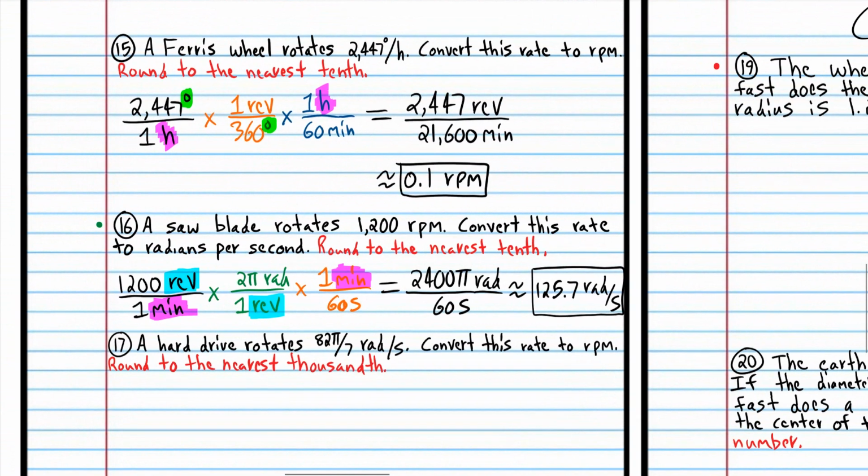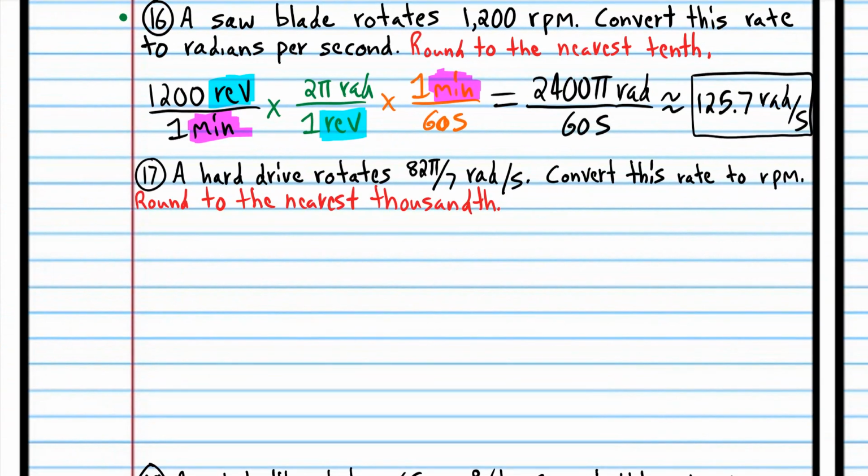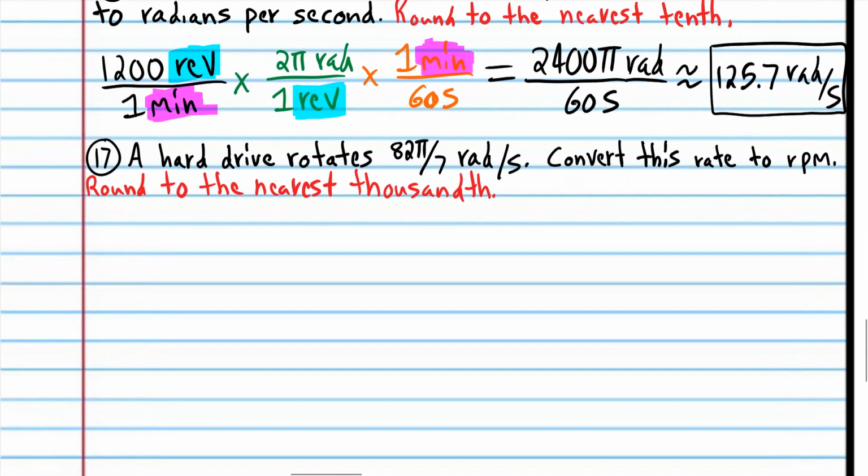Try number 17. You're going to start with this number in radians every 1 second. And you can convert radians to revolutions first, or you can convert seconds to minutes first. It doesn't matter. You can do it either way. Try number 17. When you come back, we'll do it together. Okay, we're back.